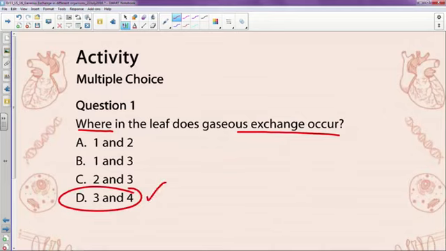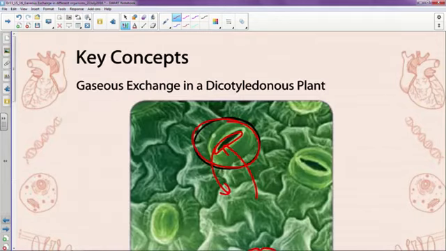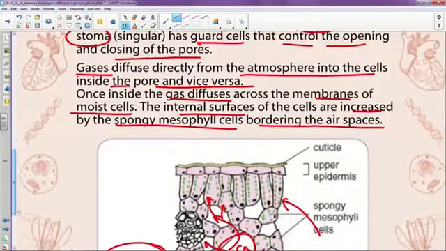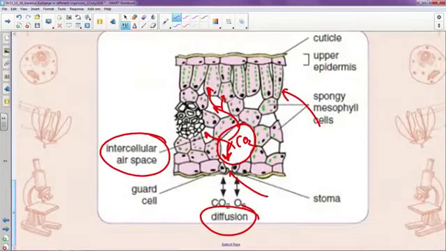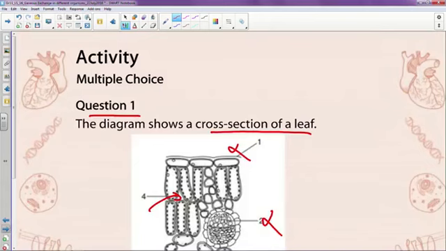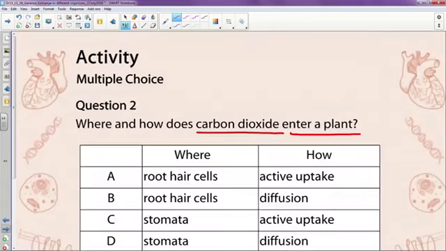So it occurs between the stomata and the intracellular air spaces, and if we go back to this diagram, guys, just to reflect on this diagram that we looked at. It's between these intercellular air spaces, which we've labeled there, and through the stomata that gaseous exchange occurs. So well done if you did get that. Okay, so let's move on to the next one.